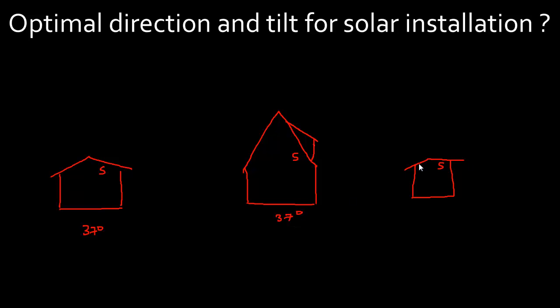Similarly, if you have a lower tilt on your roof, you can add a fixture over here before placing the panel and still get that optimal angle. This fixture would of course add to the cost of your panel, but we'll discuss that later.